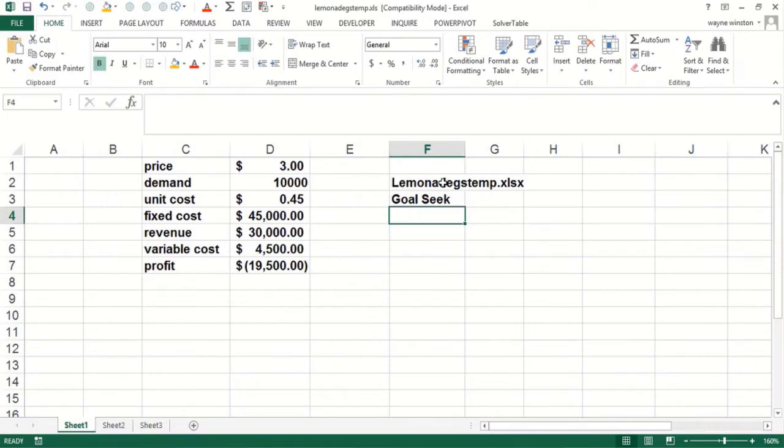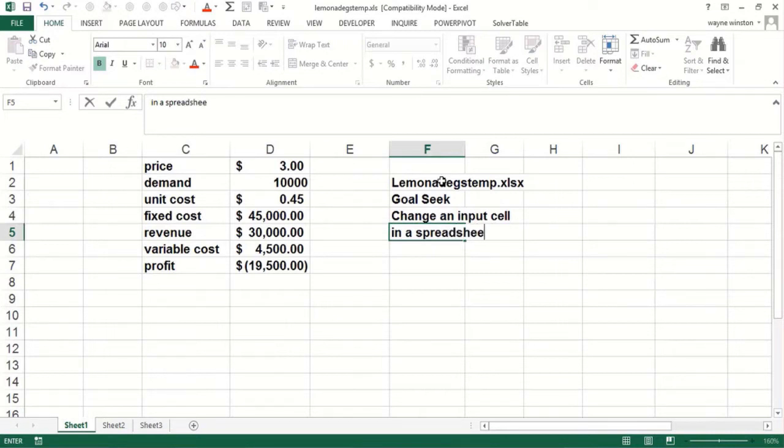If you ever want to change a cell, let's call it an input cell, in a spreadsheet, so a formula hits a desired value, use GOALSEEK.